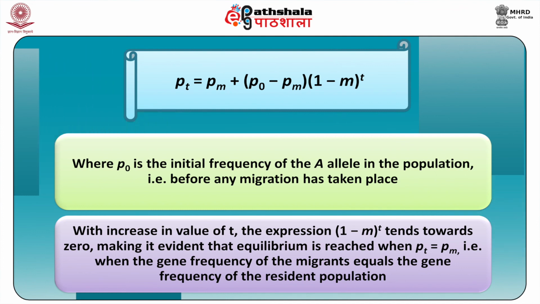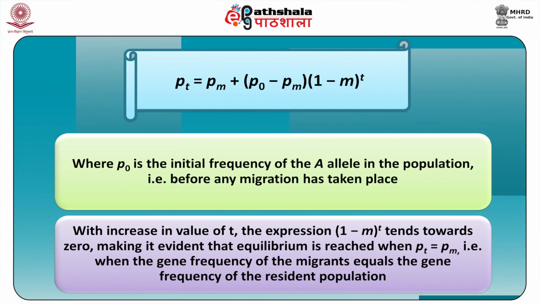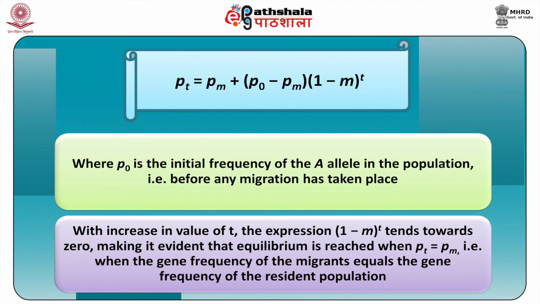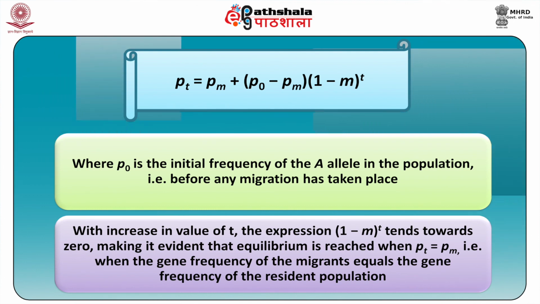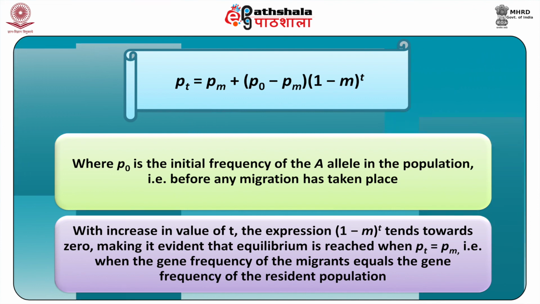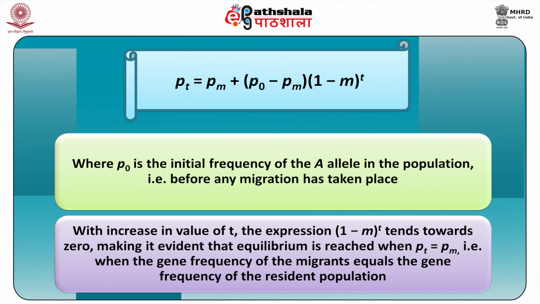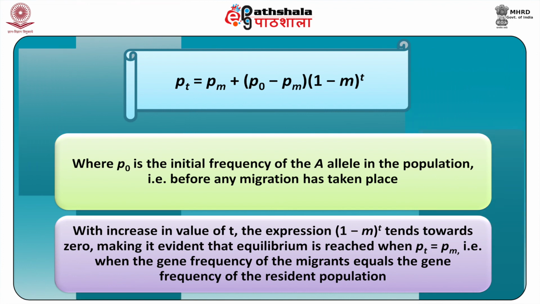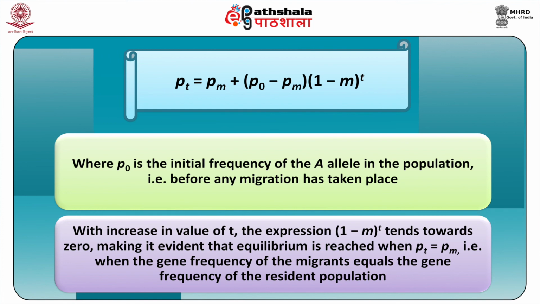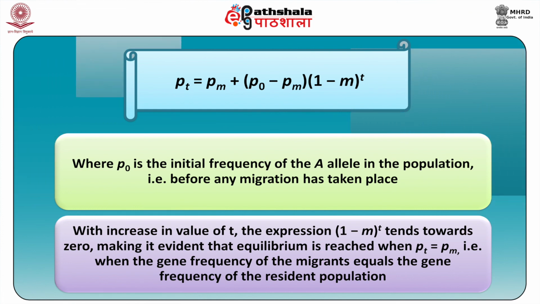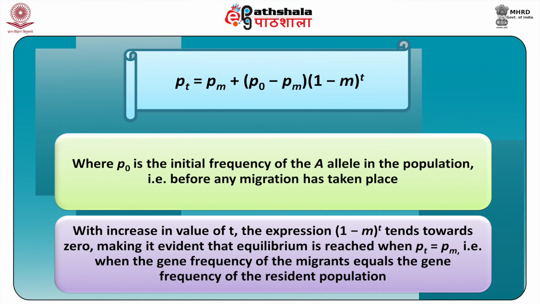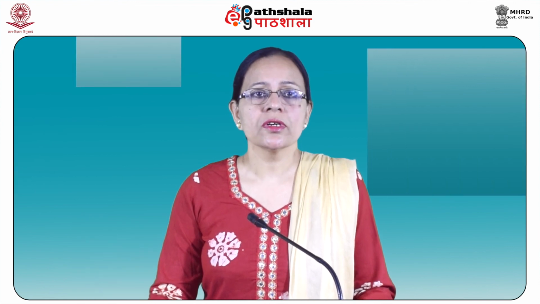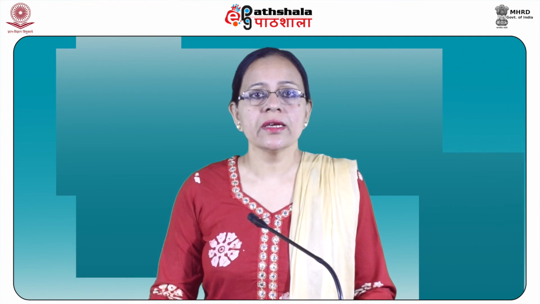The equation is Pt is equal to Pm plus (Po minus Pm) into (1 minus m) to the power t, where Po is the initial frequency of dominant A allele in the population, that is before any migration has taken place. With increase in value of t, the expression (1 minus m) to the power t tends towards 0, making it evident that equilibrium is reached when Pt is equal to Pm, that is when the gene frequency of the migrants equals the gene frequency of the resident population. Migration could be the single parameter that affects the frequency of genes at a locus, but this is unlikely to be the case.